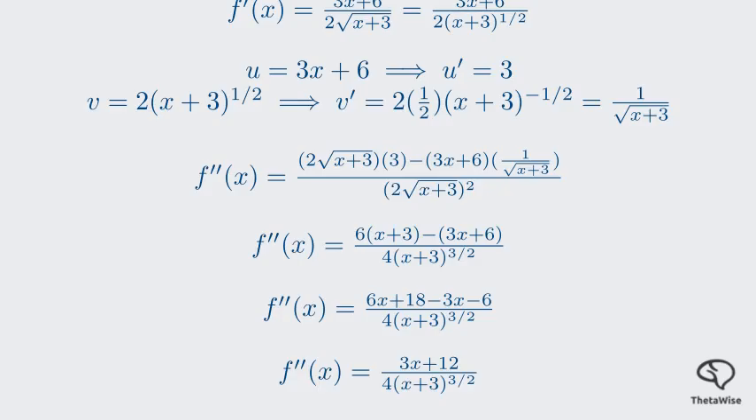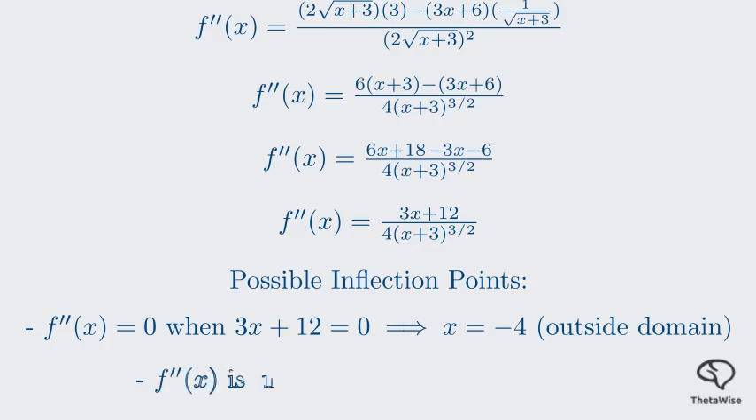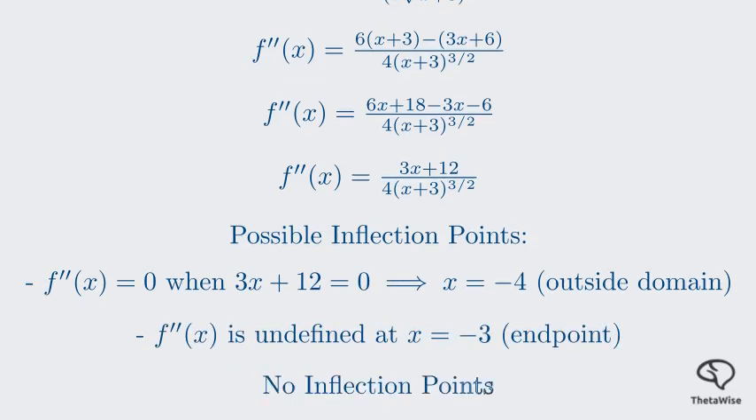Now let's find the possible inflection points by setting the second derivative equal to 0, or finding where it's undefined. The second derivative is 0 when the numerator is 0, which is when 3x plus 12 equals 0, or x equals negative 4. However, this is outside our domain of x greater than or equal to negative 3. The second derivative is undefined at x equals negative 3, which is an endpoint. This means there are no inflection points.